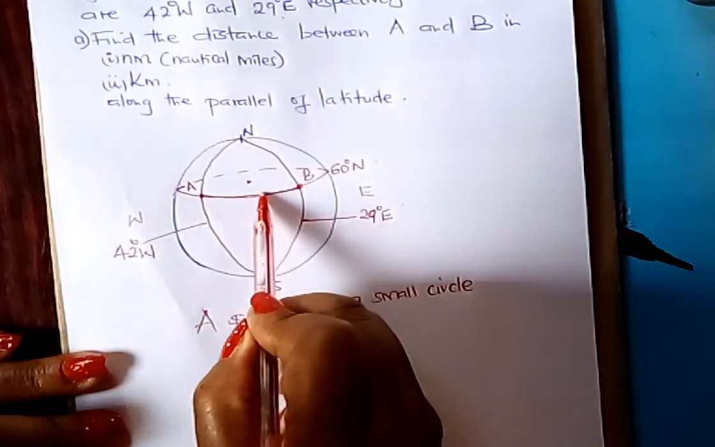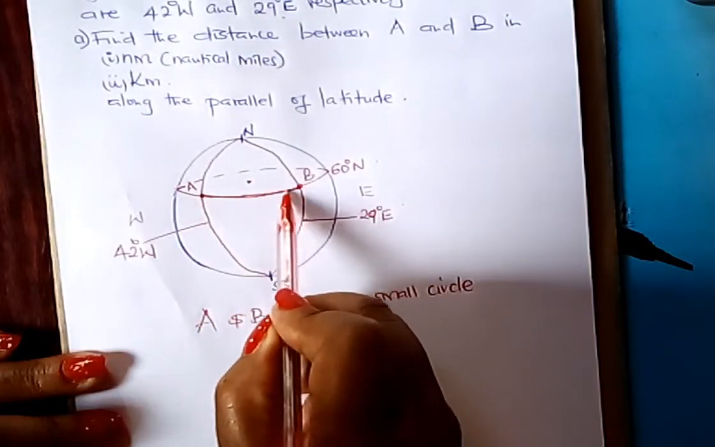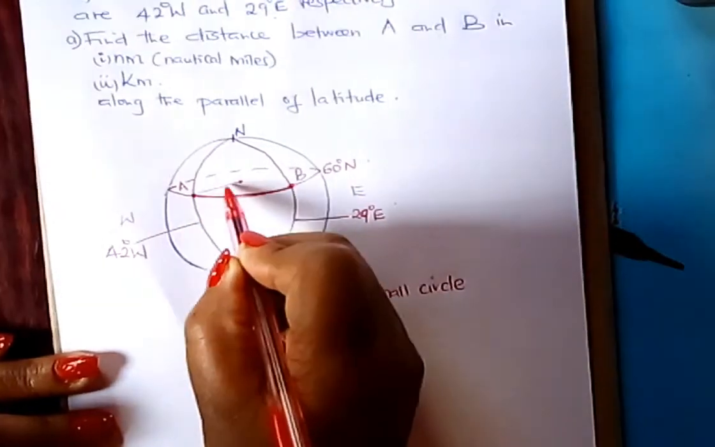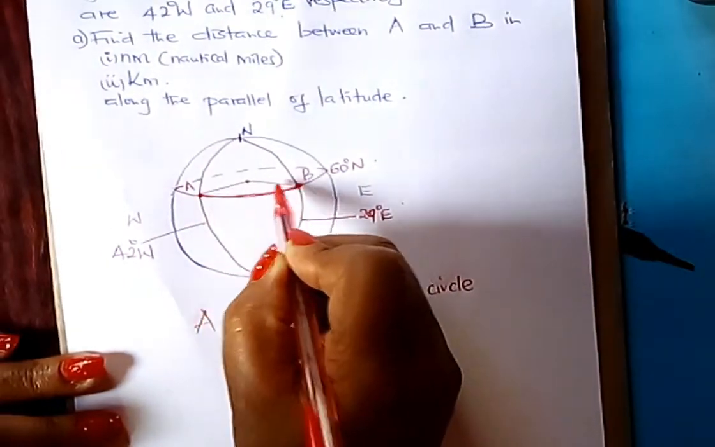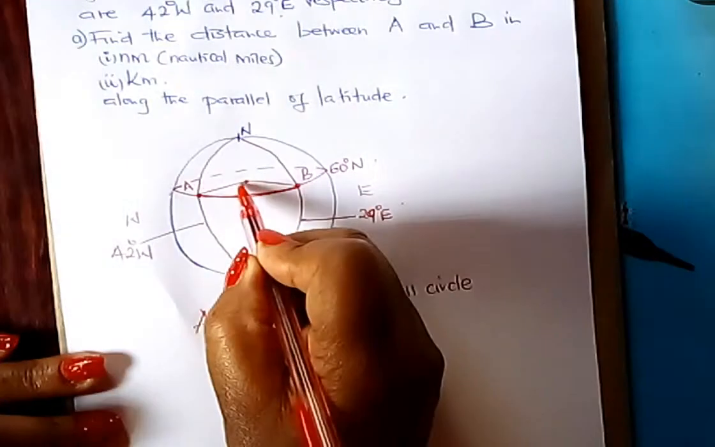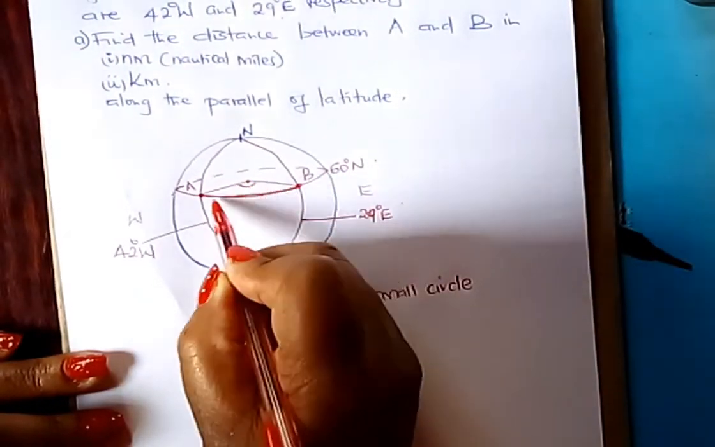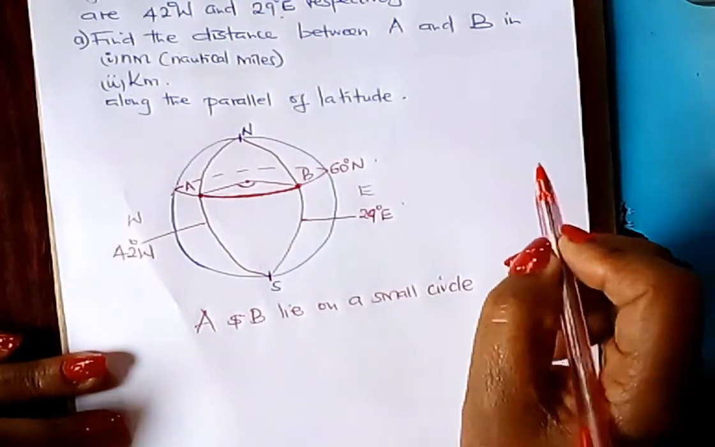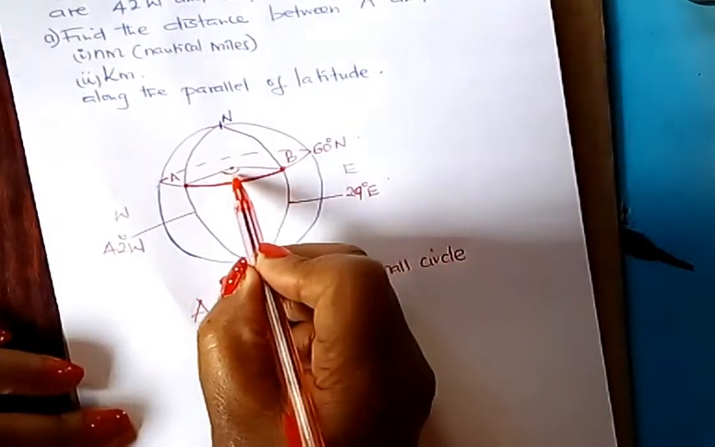And so A and B lie on a small circle, and therefore this distance here is the length of an arc. This is an arc, Lana, and therefore if we put a radius here, and you also fix another radius there, and we get this angle here, then we can get this length of an arc. Okay, so how do we get this angle here, Lana?